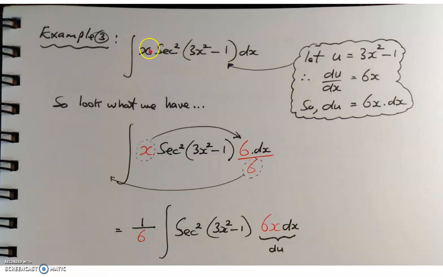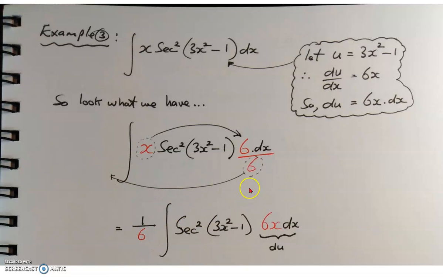Well, look at the original function, the integrand. There is an x at the front, and we're going to use it. Not only are we going to pre-multiply the dx by 6, we're going to bring this x together with the 6 dx. Now don't forget, we've got to divide by 6 as well, so I'm going to bring that to the front. There it is, 1/6.